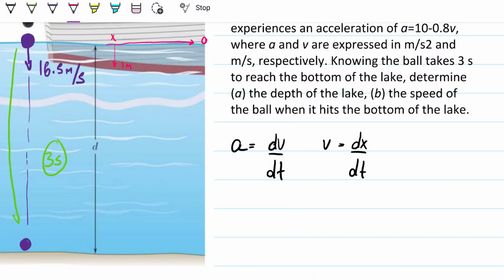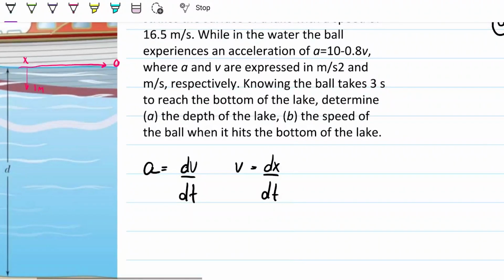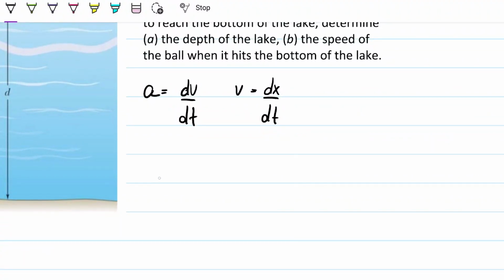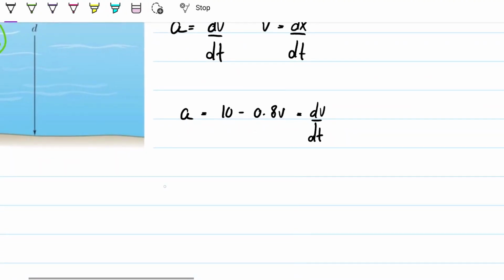We know that it takes 3 seconds, and we know the equation that governs the ball accelerating, and the acceleration is 10 minus 0.8 velocity. Because the acceleration is just the rate at which velocity changes with time, we can make this equal to the rate at which velocity changes with time, and I can use this to then send equations around.